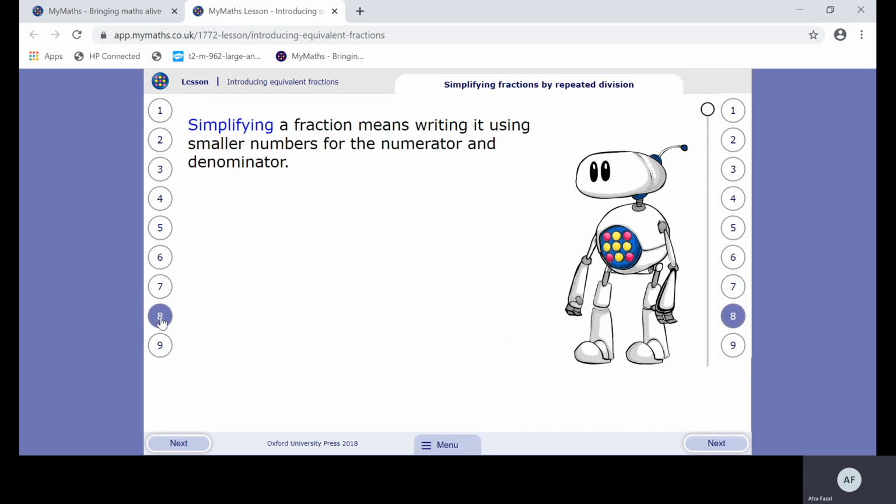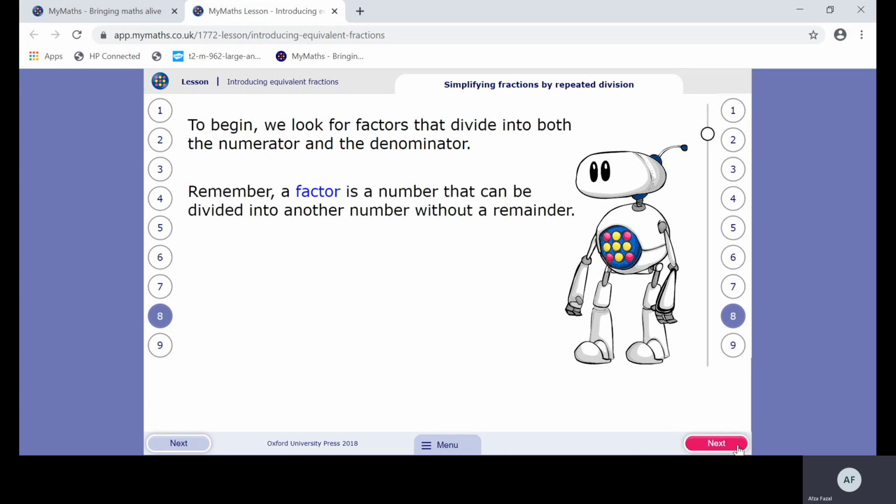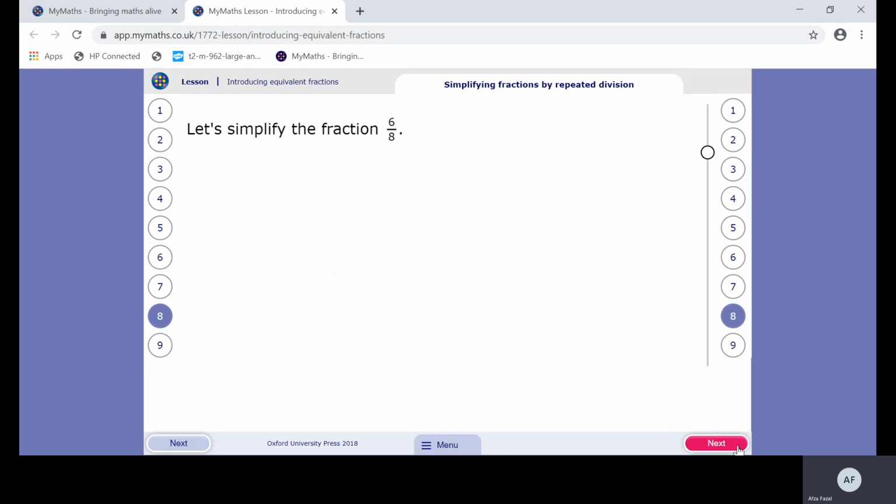Simplifying a fraction means writing it using smaller numbers for the numerator and denominator. So the smaller the numerator and denominator, the better. So instead of 8/16, I can write 1/2. Okay. So remember, a factor is a number that can be divided into another number without a remainder. If the numerator and denominator are both even numbers, we can start with a factor of 2.